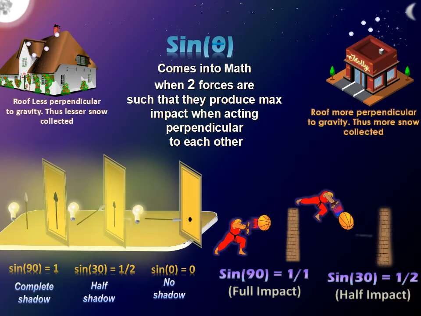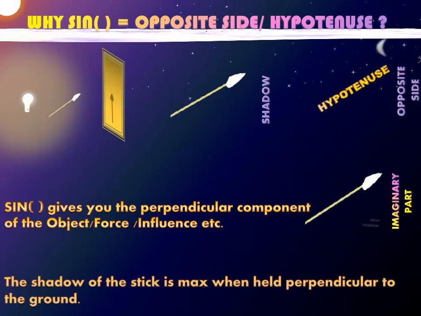So sine theta comes into math when two forces are such that they produce maximum impact when they are acting perpendicular to each other. You might have come across this formula that sine theta equals opposite side divided by hypotenuse. But why is this the formula? So let's look at this image. Sine theta gives you the perpendicular component of the object, force, etc.